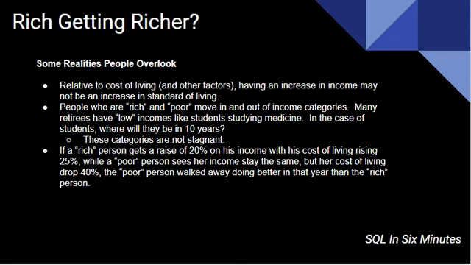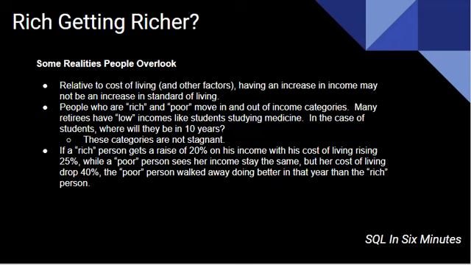Many retirees have low incomes, like students studying medicine. When they're students, they're not going to have huge incomes, right? They're studying. In the case of students, where will they be in 10 years, though? Especially if they're MDs. If they're getting their MD, I should say. In 10 years, they're going to be doing really well since there's a shortage of MDs here in the U.S. Okay, so these categories are not stagnant, right?